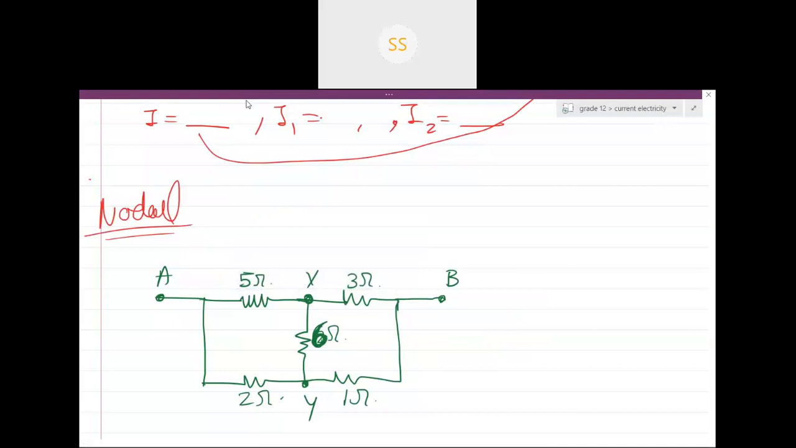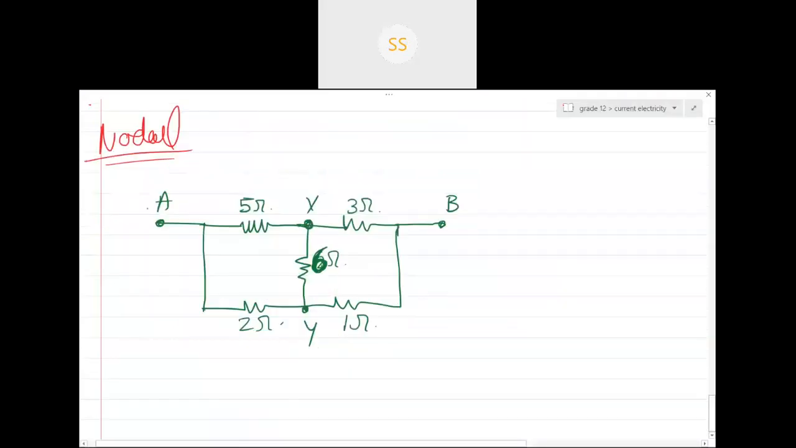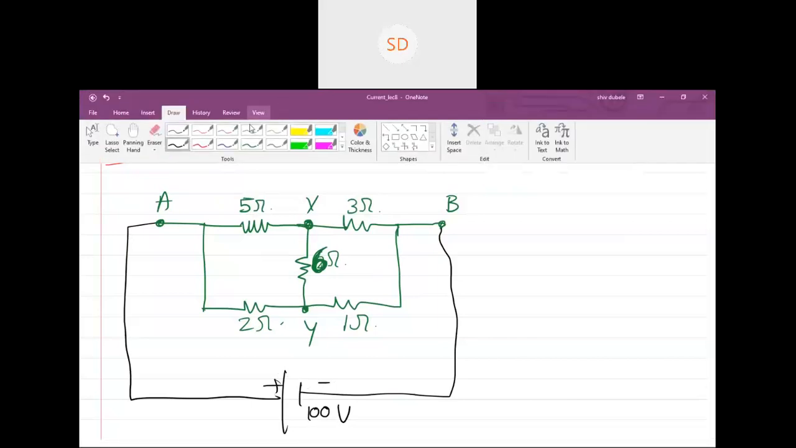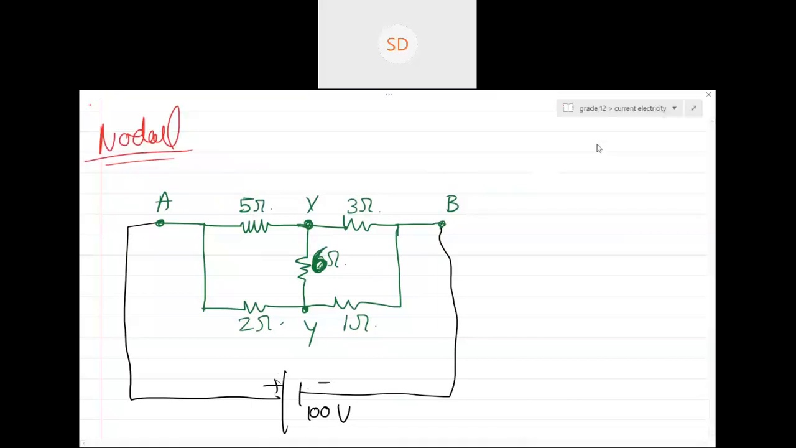First thing first, we'll connect it across a random voltage, a 100-volt battery. Say this will be 100 volt, can you tell me the potential at different points? What will be the potential at point A and point B?